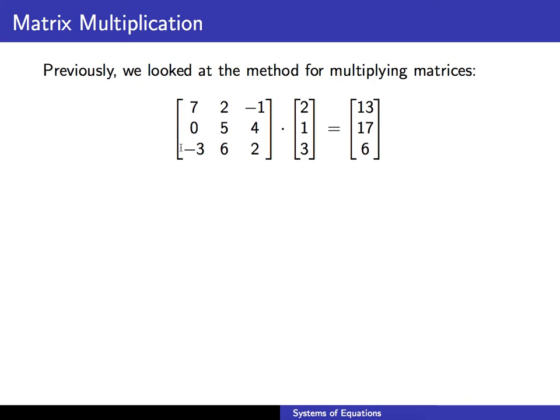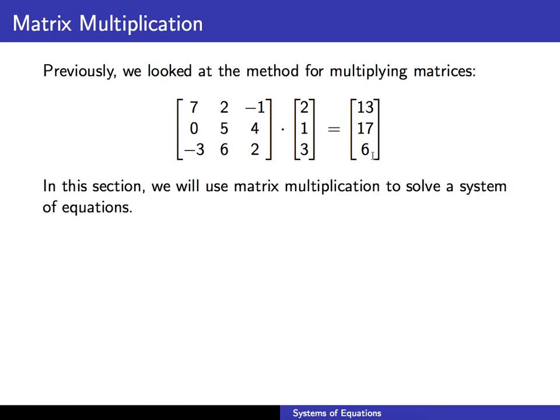So again, we have 3 by 3, so the number of columns in the first matrix is 3. The number of rows in the second matrix is 3, so we can multiply these together. Our answer is going to be a matrix with 3 rows and 1 column, so 13, 17, and 6 as our answer. So in this section, we're going to use matrix multiplication to solve a system of equations.